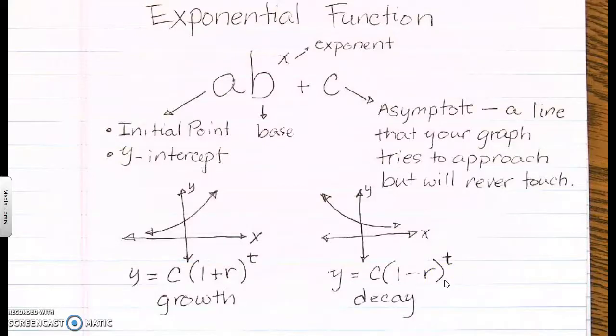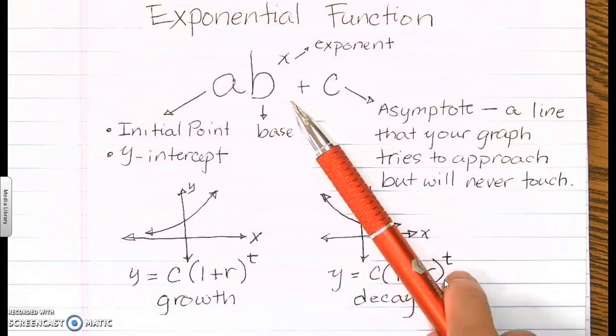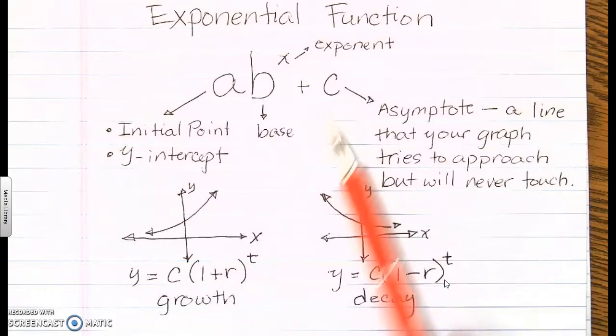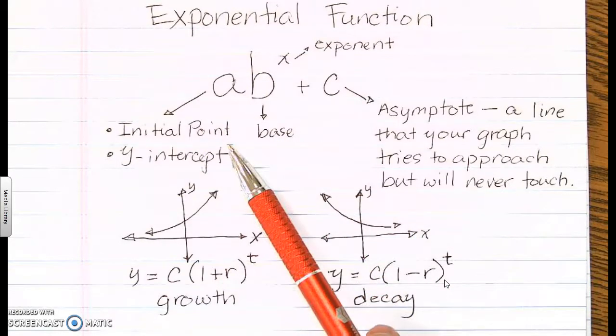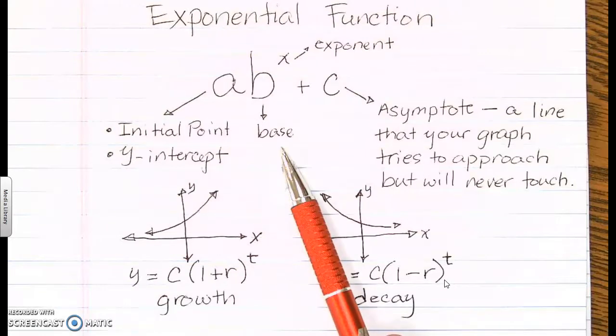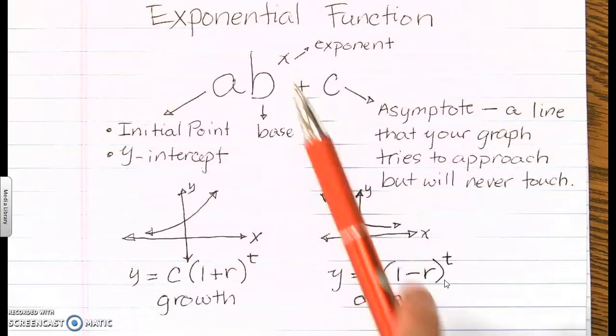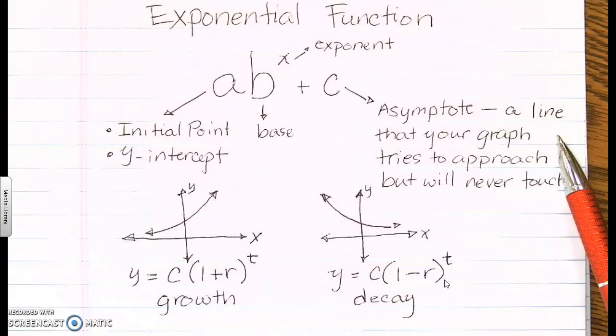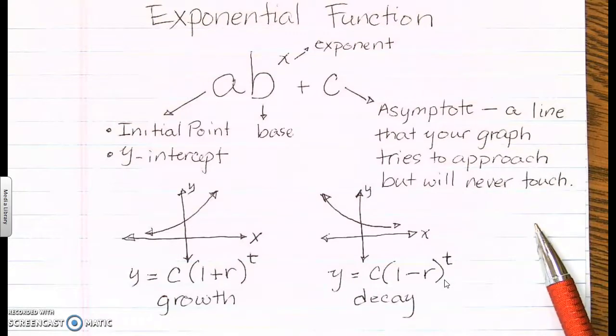Today we're going to discuss exponential functions. This is the formula for an exponential function: a times b to the power of x, plus c, where a is the initial point or the y-intercept, b is your base, x is your exponent, and c is the asymptote. The asymptote is a line that your graph tries to approach but will never touch.